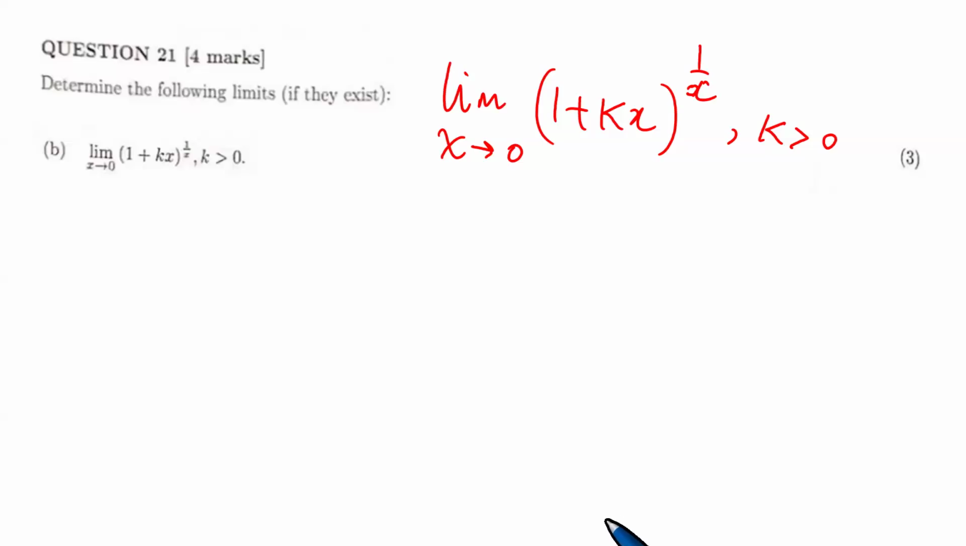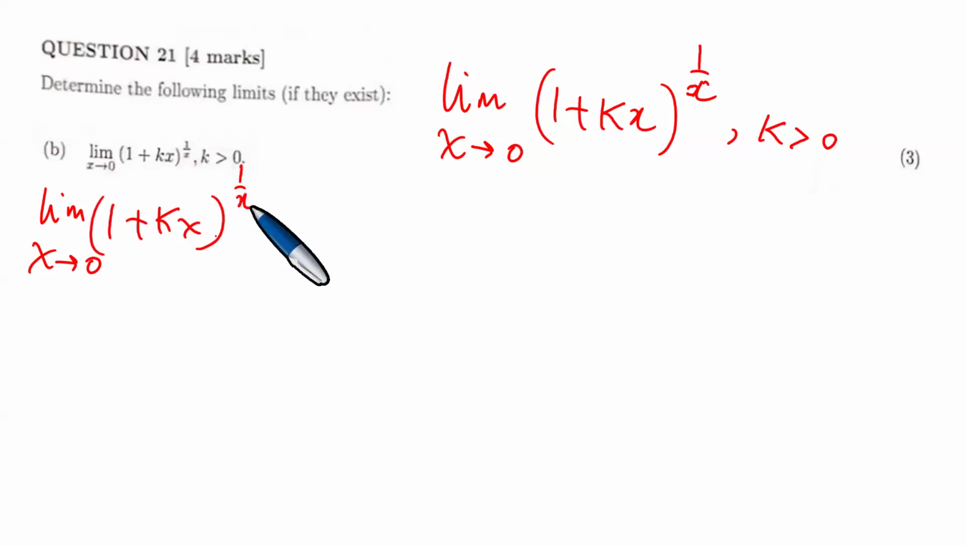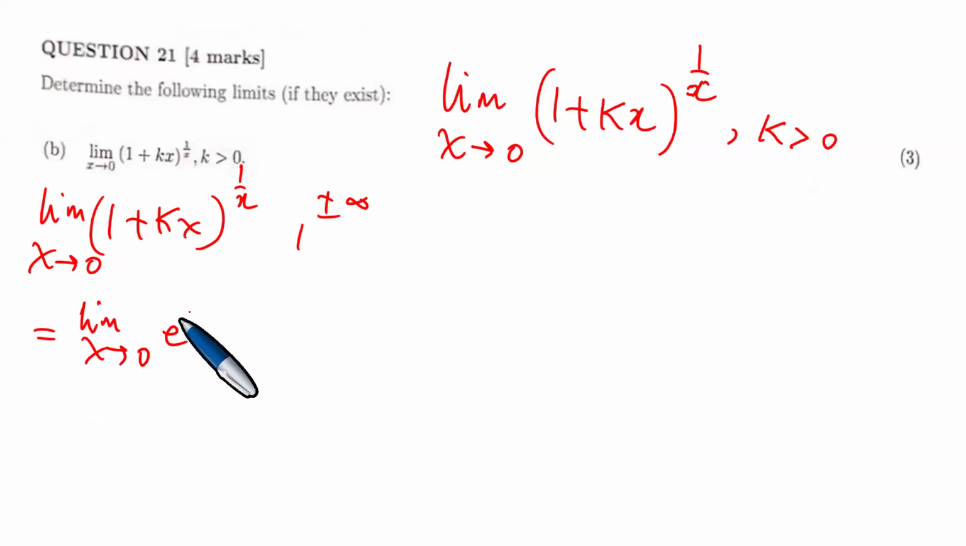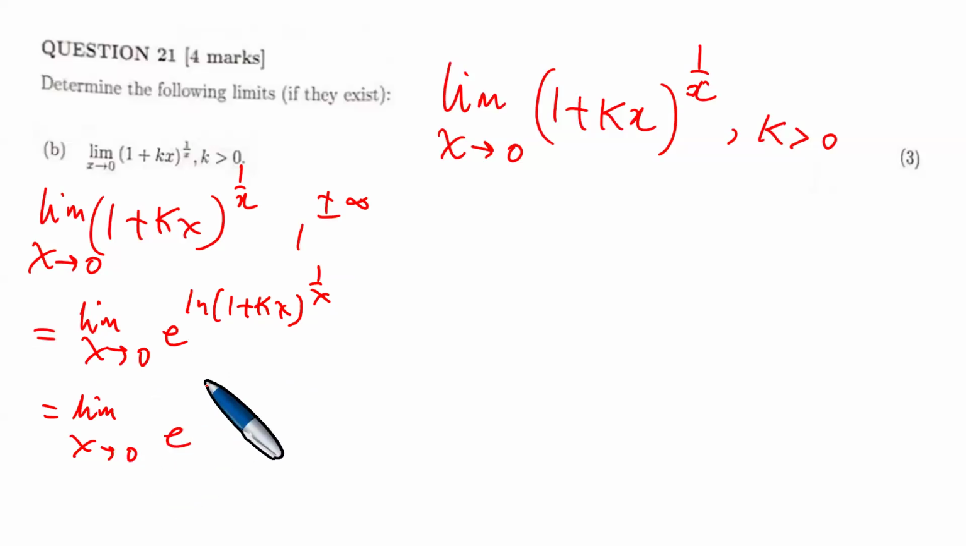So there are a couple of things we need to do here. We have the limit as x approaches 0 of 1 plus kx to the power 1 over x. If you substitute 0 in place of x, you have 1 raised to the power 1 divided by 0, which is plus or minus infinity. So in the end, we have the limit as x approaches 0 of e to the ln of (1 plus kx) to the power 1 over x, which is the limit as x approaches 0 of e to the power of ln(1 plus kx) divided by x.